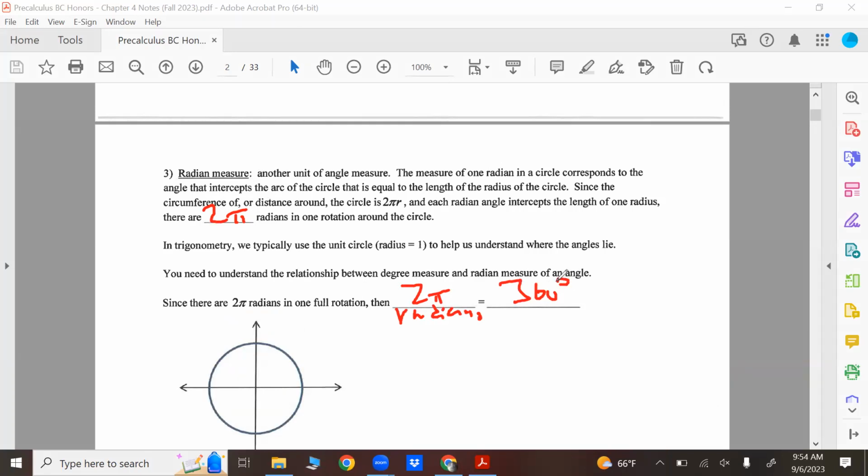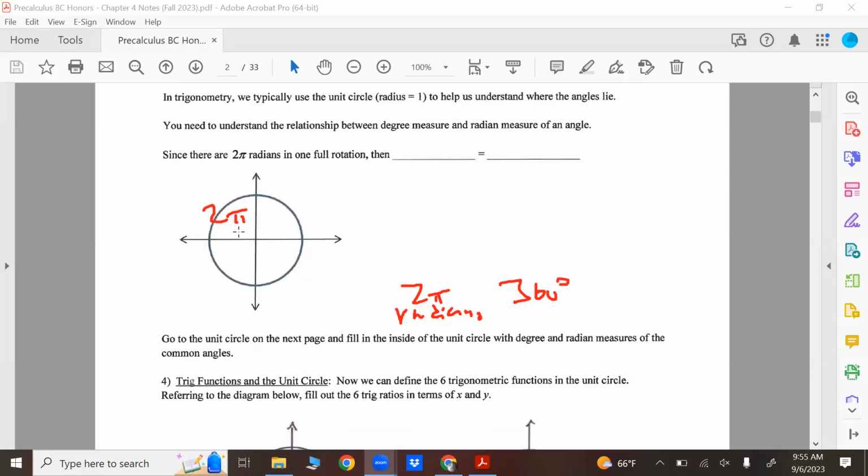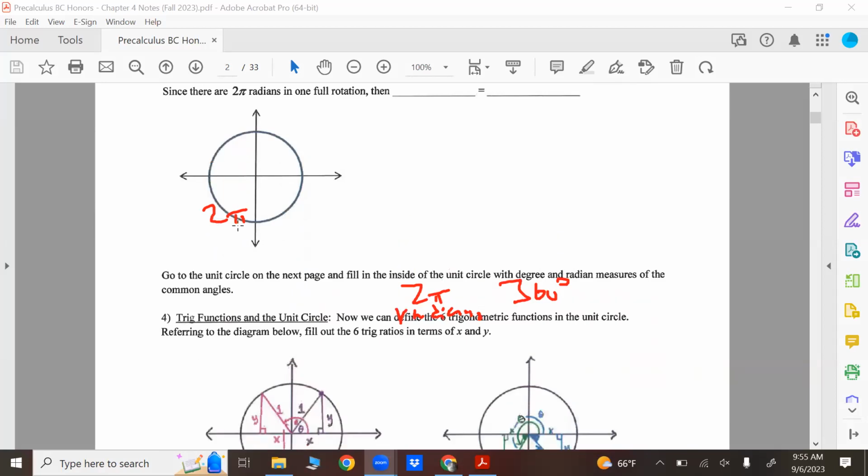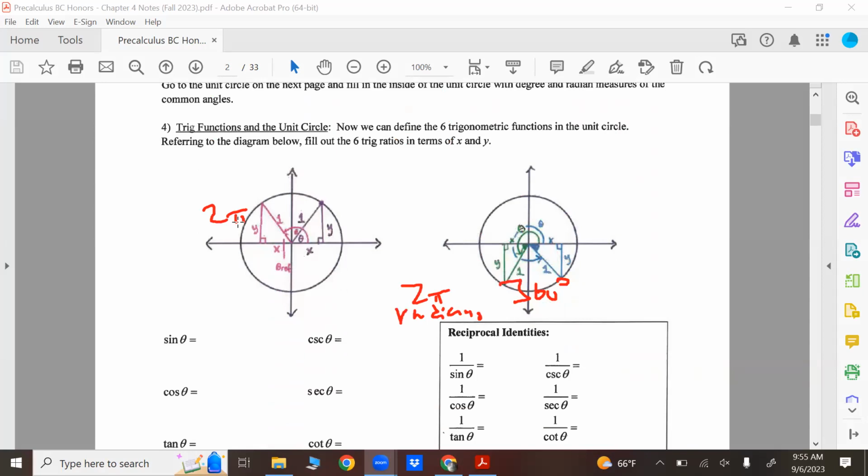Don't know why that circle is there. Let me scroll down. Yeah, anyway, we'll just keep moving. These notes look a little different than what I have here. All right, cool.